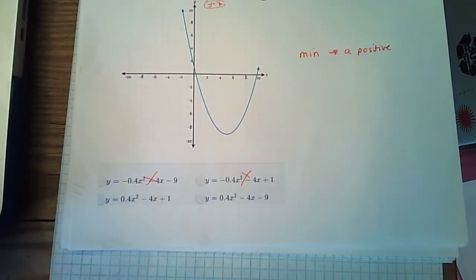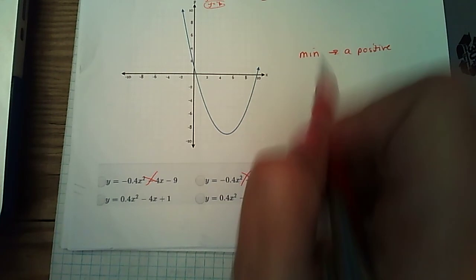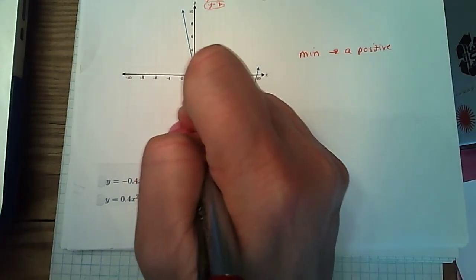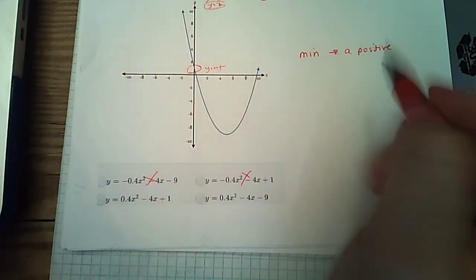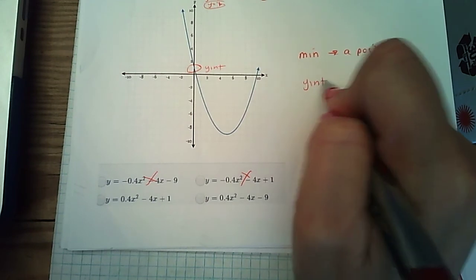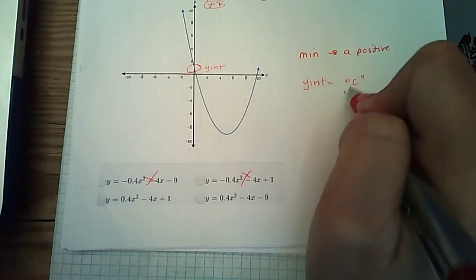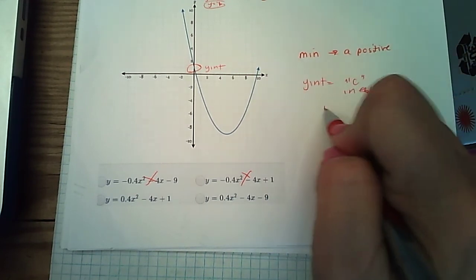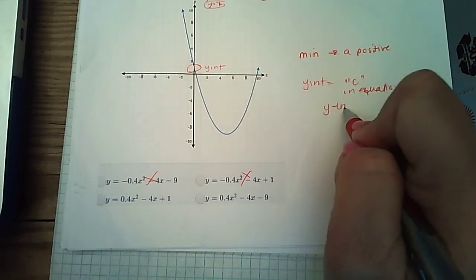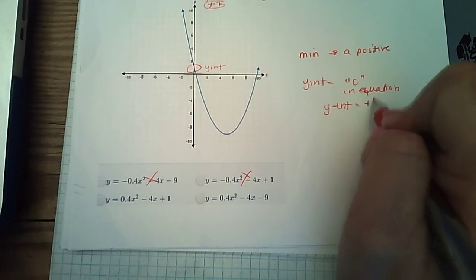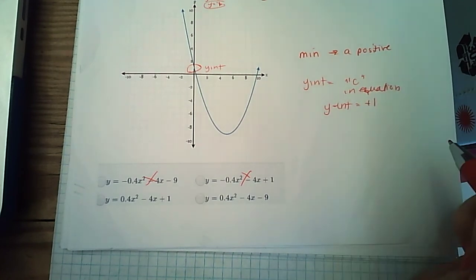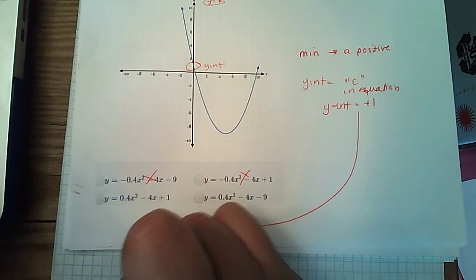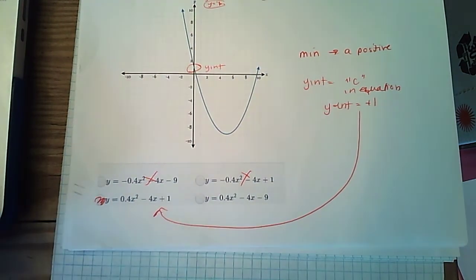Now, because I like to cheat and do things quickly, we know that the y-intercept is here. The y-intercept equals the C in the equation. My y-intercept equals +1, sorry. So then it has to be this equation here. So all I had to look for was max or min and y-intercept to see where I'm going to fall.